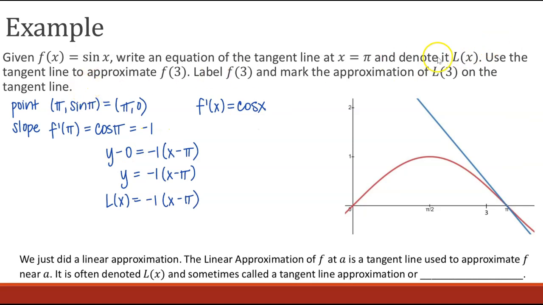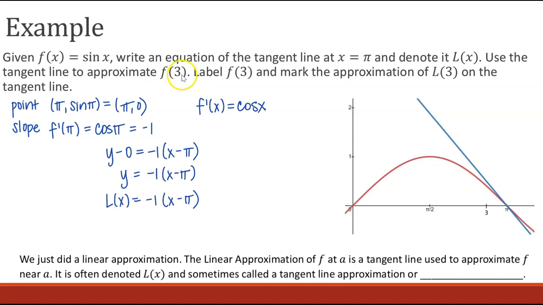All right, so that was the first part of the problem, writing an equation of a tangent line. Really nothing new about this process. We are just making sure to solve it for y and then call it L of x. Now in the second part, we're going to use the tangent line to approximate f of 3.